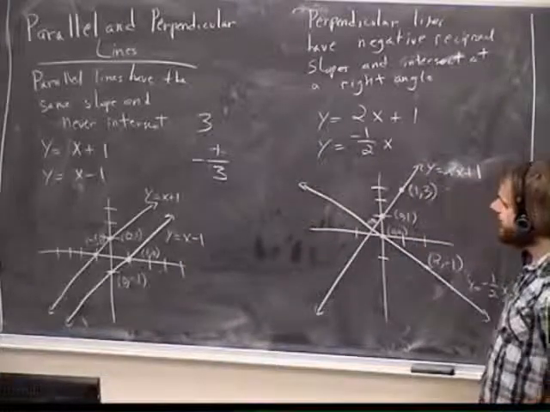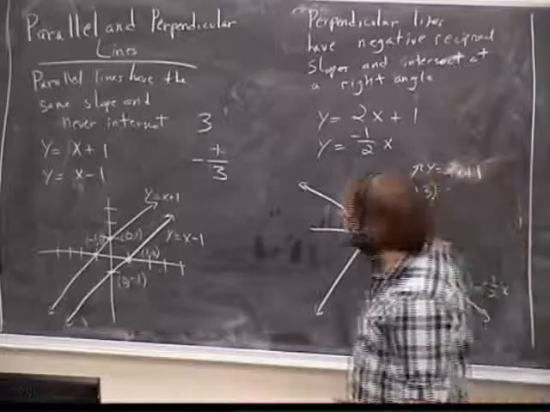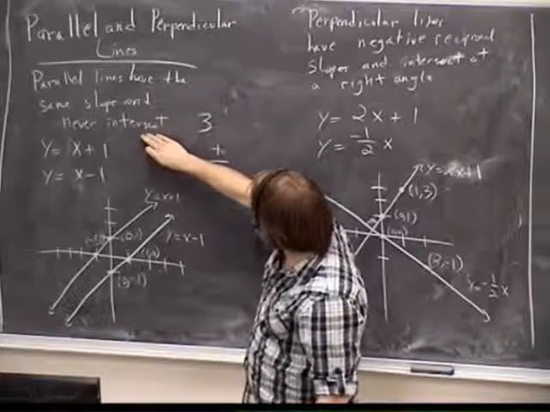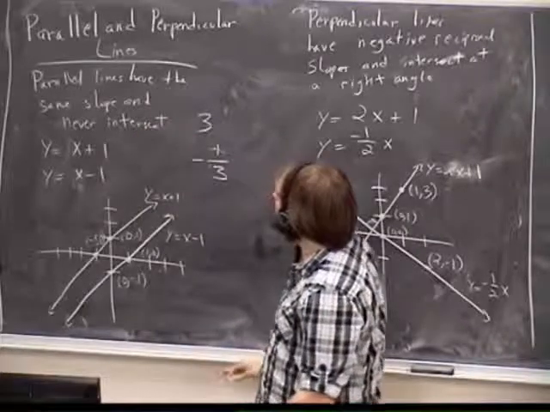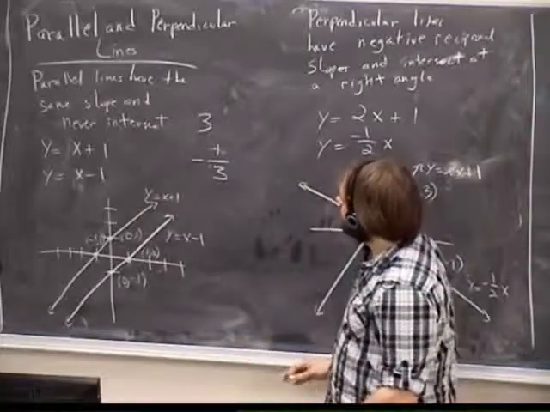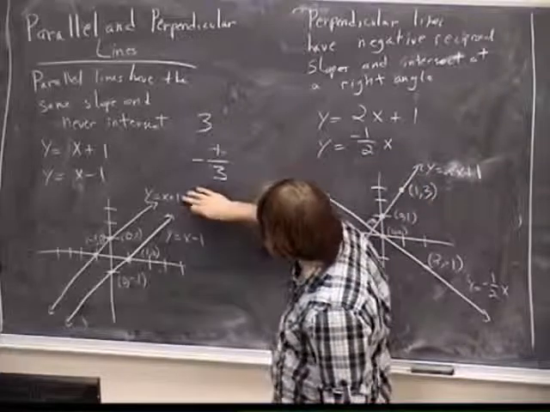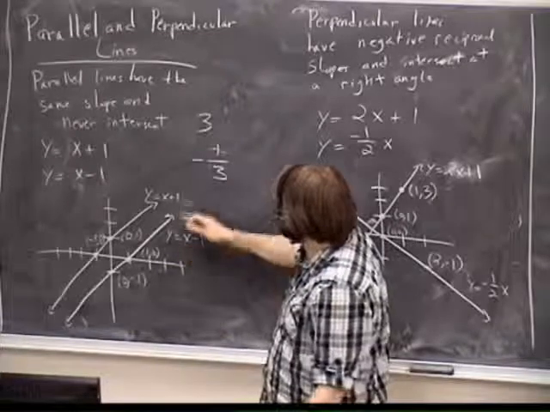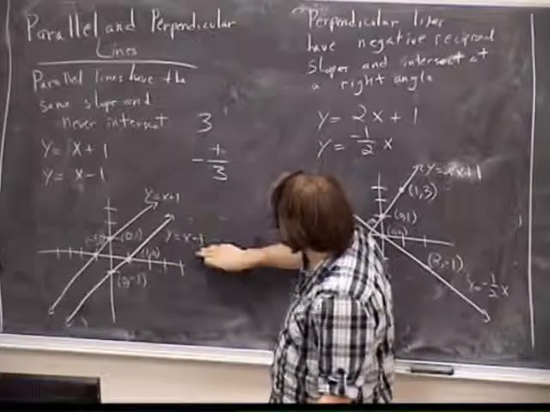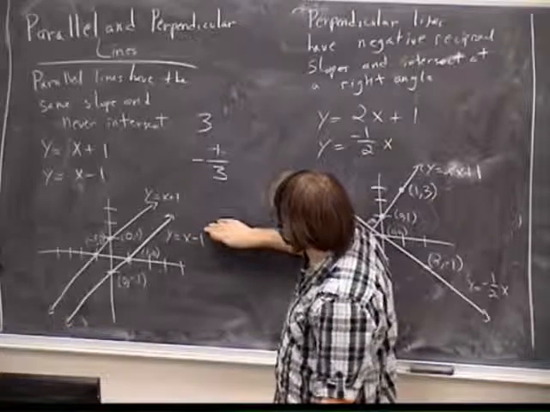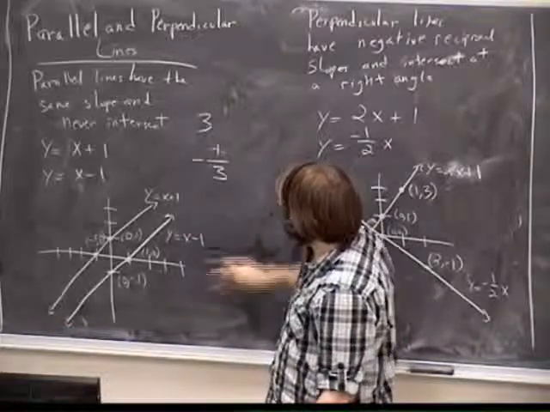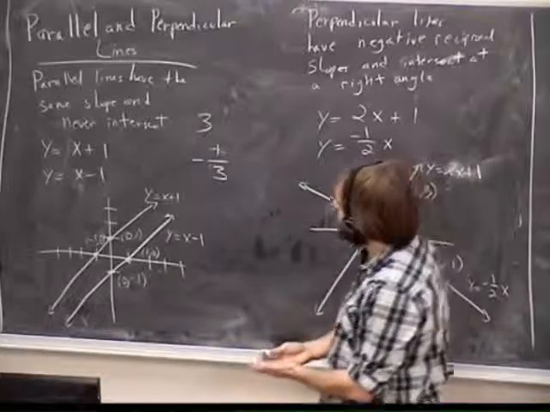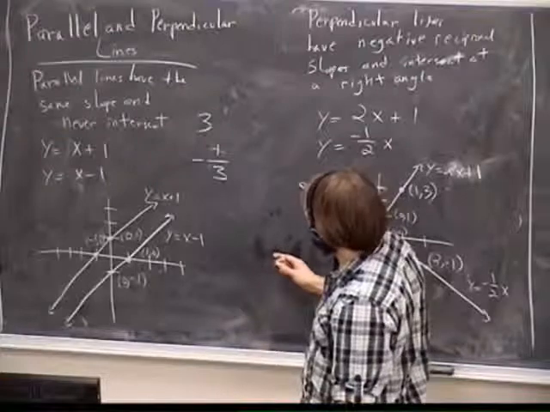Now, one thing I should mention about parallel lines is that parallel lines will never intersect unless they are actually the same line, exactly the same line. So here we have y equals x plus 1 and y equals x minus 1, and they never intersect because they're parallel and they're not exactly the same. But if they were exactly the same, suppose they were both y equals x plus 1, then they would land right on top of each other and they would intersect everywhere.